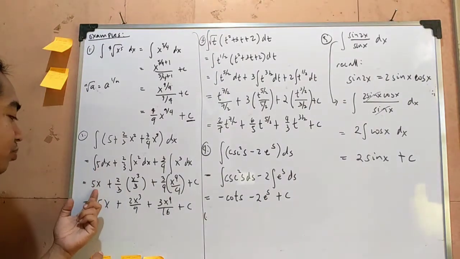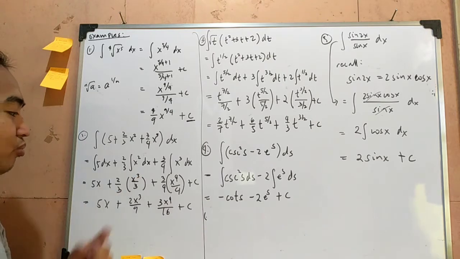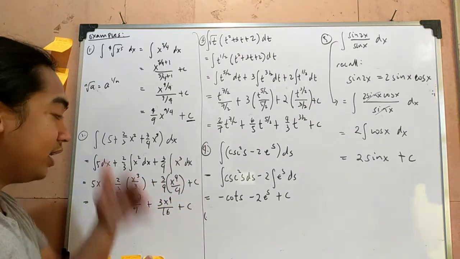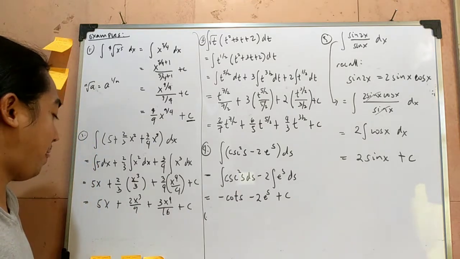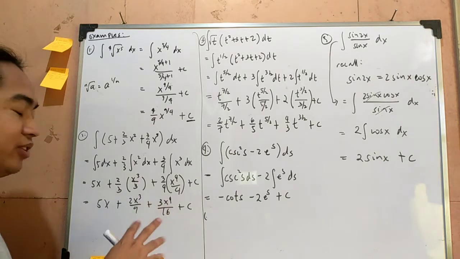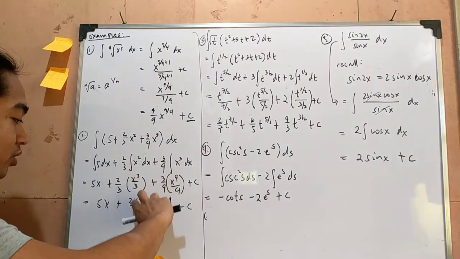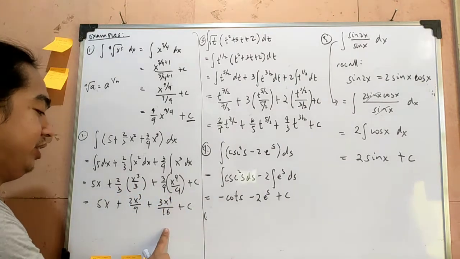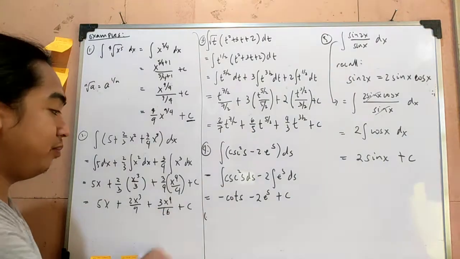So, 5 will go to 5x. Ito naman, madagdagan ng isa, so x cubed over 3. Tapos, x to the 4th over 4. So, palaging plus 1 lang. Ayun yung usual rule na gagamitin natin. So that, ayusin lang natin. Gusto natin sama-sama sila. So, we'll have 5x plus 2 over 3 times 3 is 9. Tapos ito, 4 times 4 is 16. So, 2x cubed over 9 plus 3x to the 4th over 16 plus c.